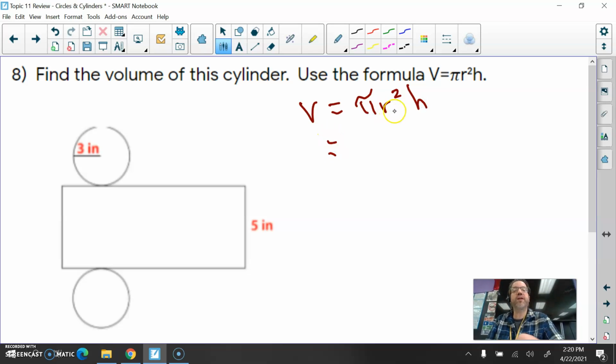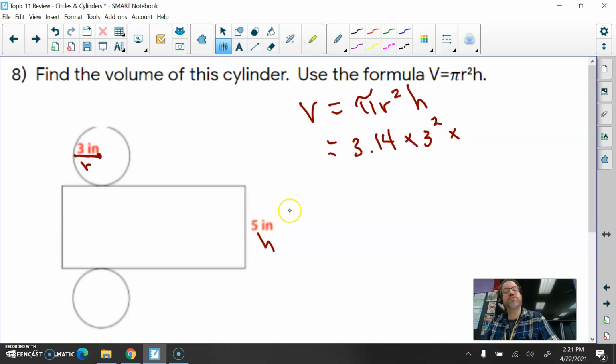By the way, do we know r, the radius? Yes, this 3-inch measurement is your radius because the radius connects the center of the circle to the outside of the circle. And we know this 5-inch measurement here is the height of the cylinder. So I just have pi, 3.14. We always use 3.14 for pi unless we're asked to use something else, times radius squared, so 3 squared, times the height, which is 5. And then we'll just go ahead and multiply these together. Do the exponent first. 3 squared is 9. So we really have 3.14 times 9 times 5.